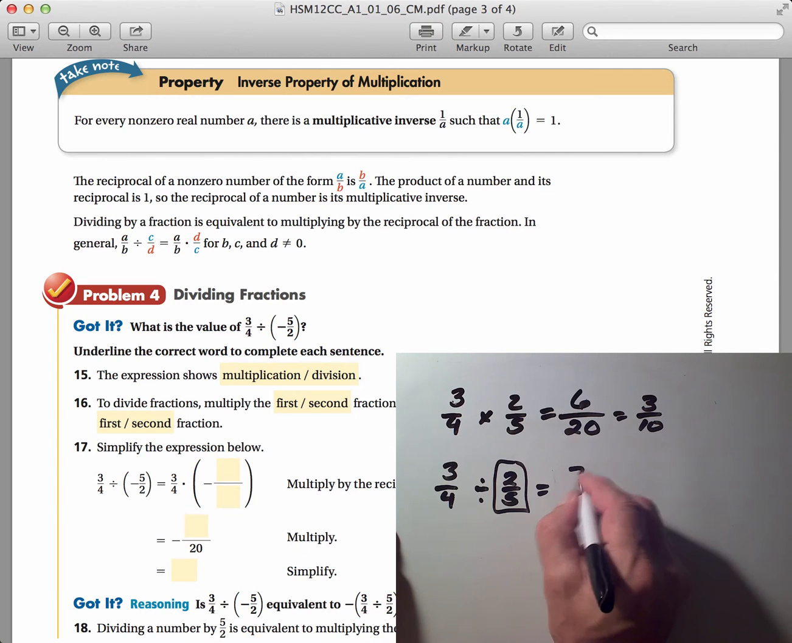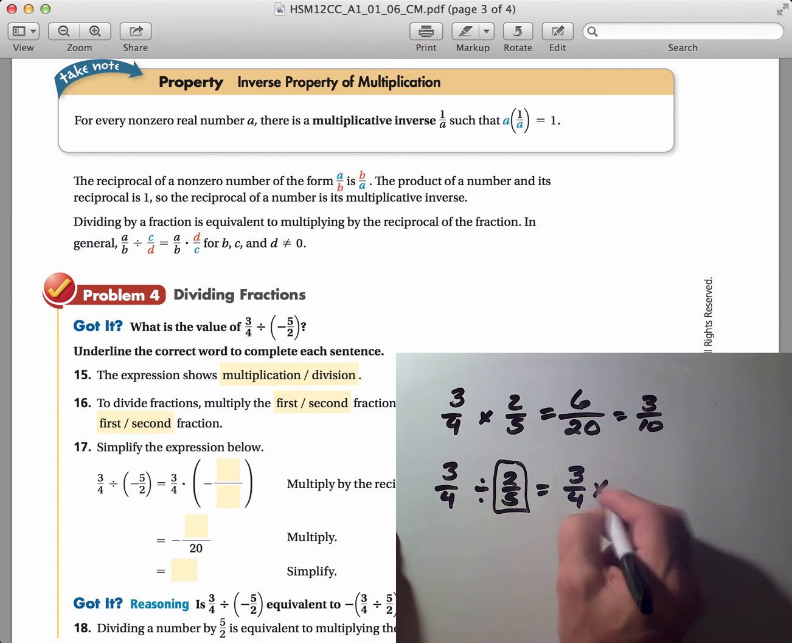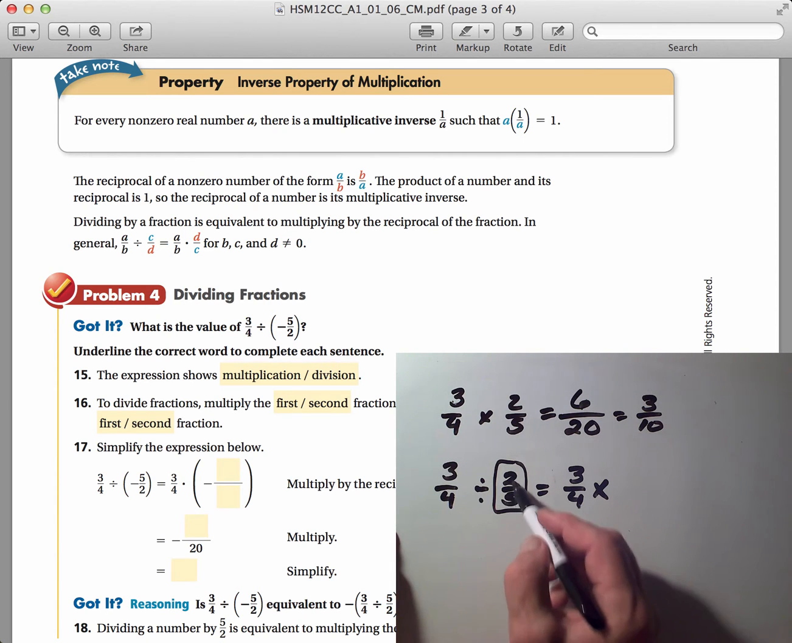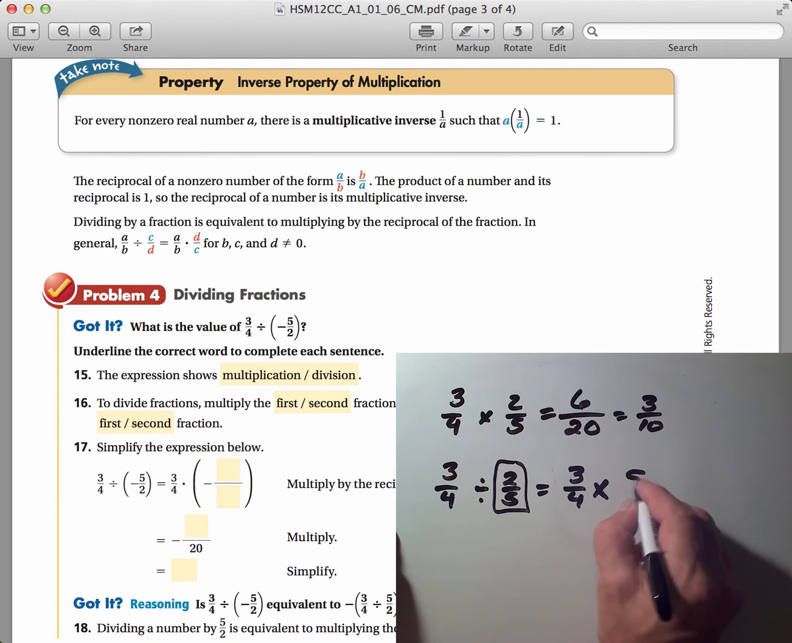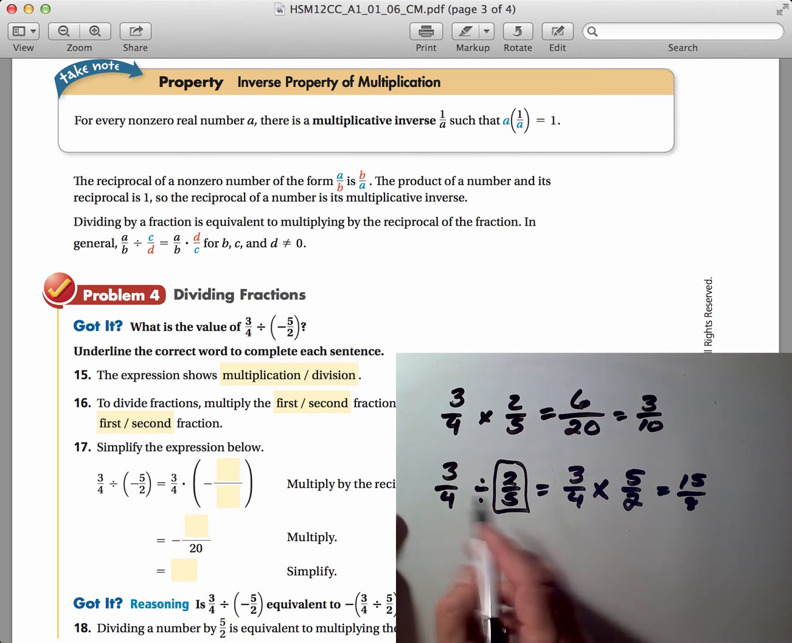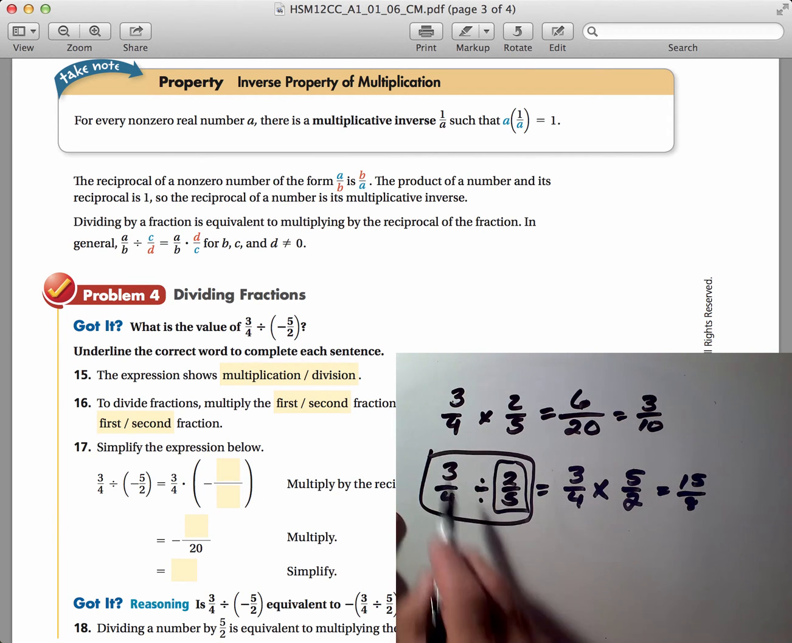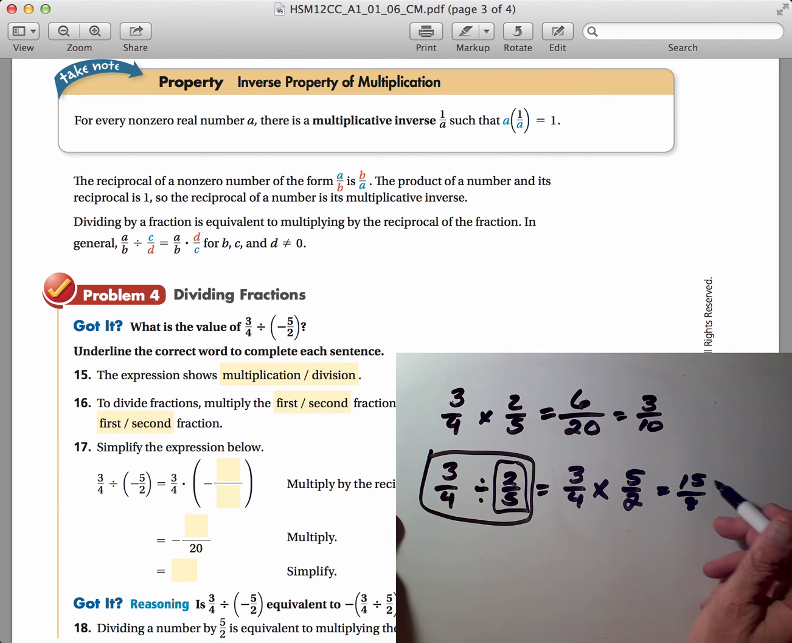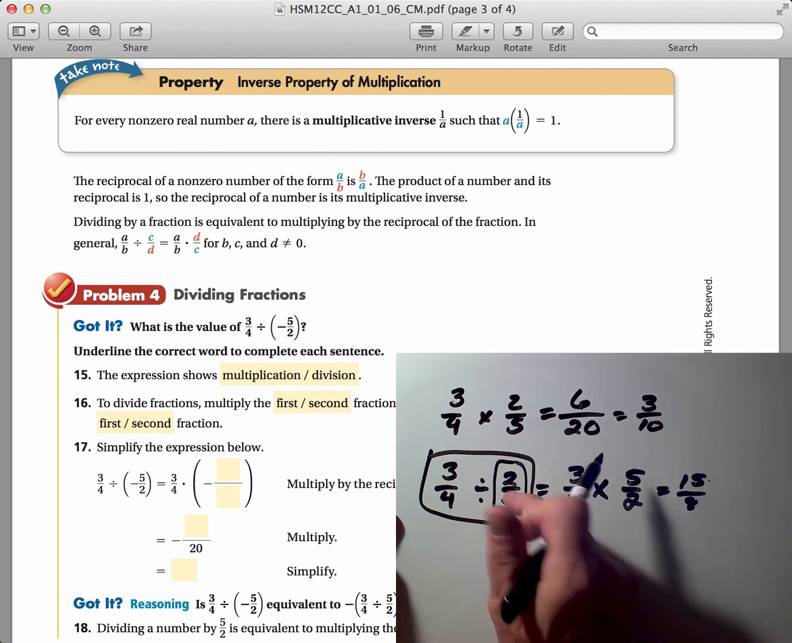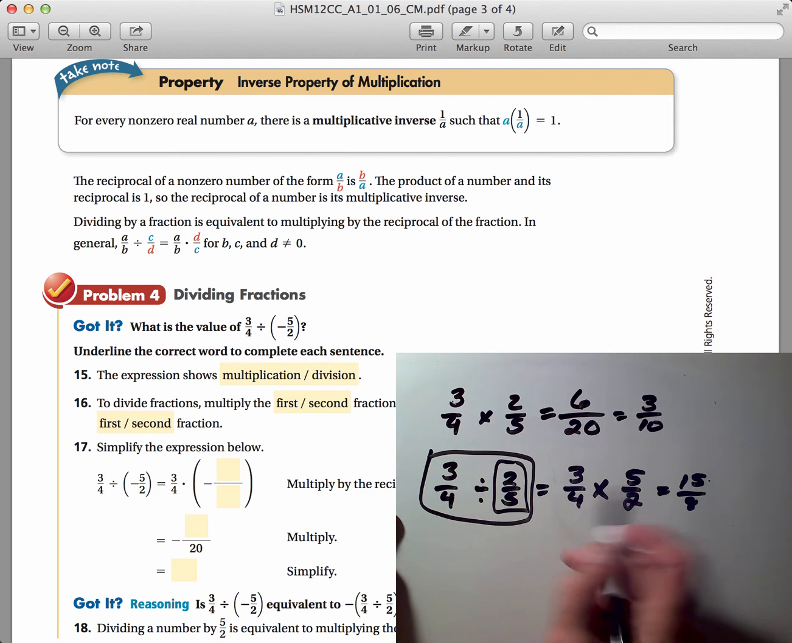So if that's the case, I can go 3/4 times, now we're going to change the sign from dividing to times, and we put the multiplicative inverse in for 2/5, 5/2. Now we can multiply it through. 3 times 5 is 15, and 4 times 2 is 8. That is really this right here. 3/4 divided by 2/5 is 15/8. The way we did it is we flipped this one here, made a multiplicative inverse of it, and then multiplied it, and that's how we quickly come up with it.